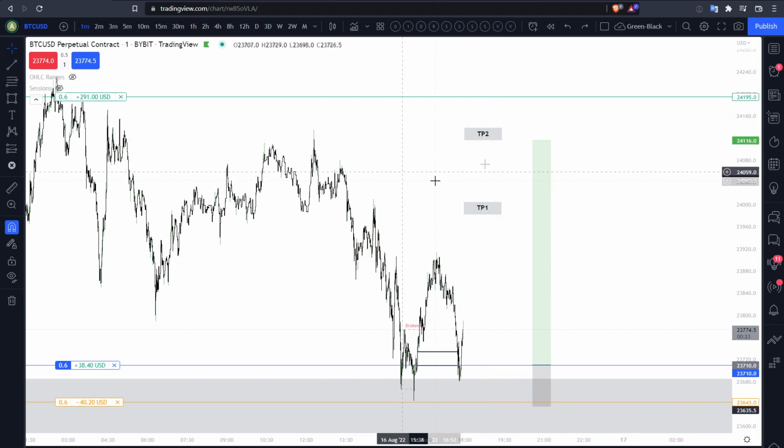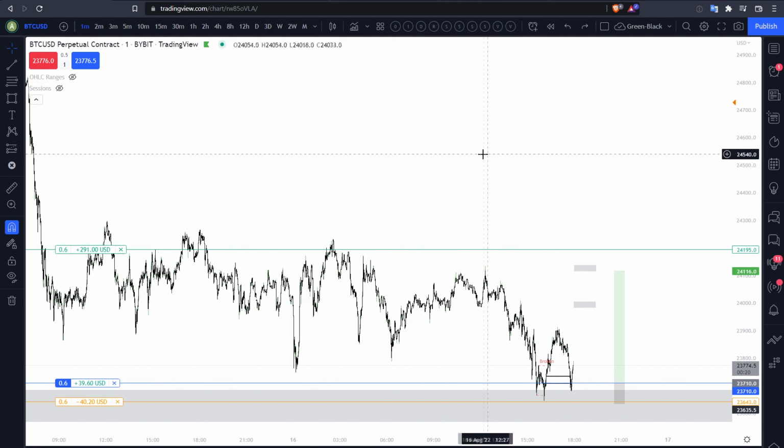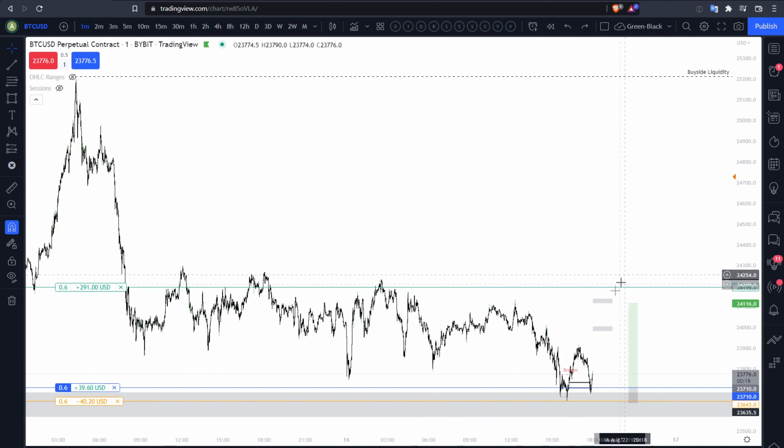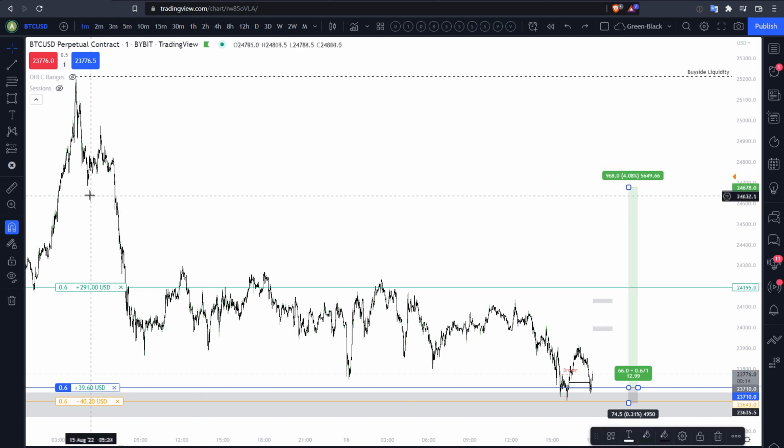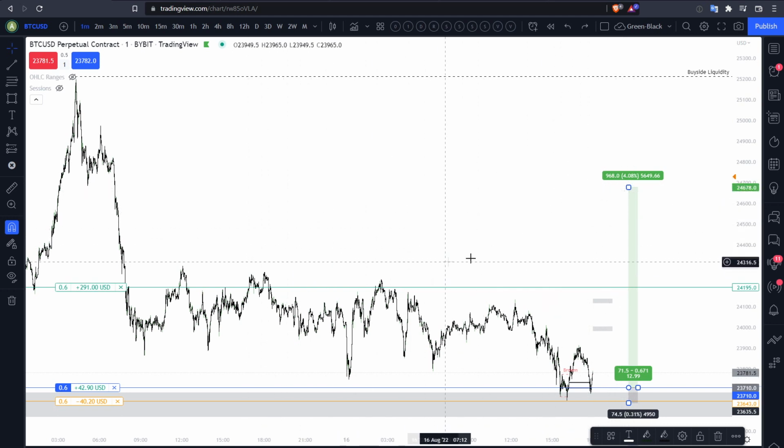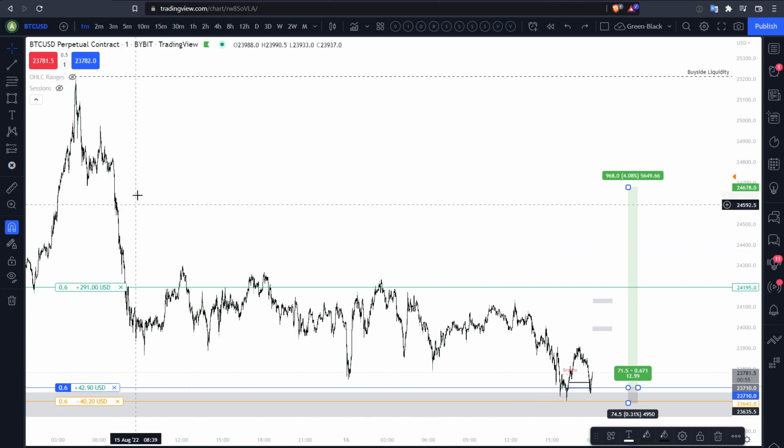If TP2 is reached, I would like to hunt next this low, because once we are leaving this range, all these highs, then the next thing to be left will be to go up and to close all these gaps and perhaps to reach our higher order block. So this will be our TP3.